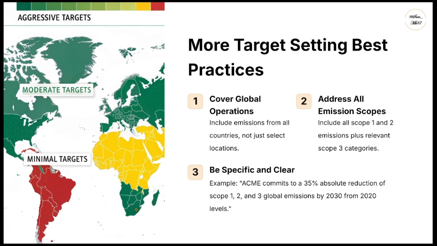Also, address all emission scopes. This means setting reduction goals that include not just scope 1 and 2, but also the most relevant scope 3 categories, especially if they represent a large portion of your footprint. And be specific and clear in how you communicate your target. A strong example would be: Company X commits to a 35% absolute reduction of scope 1, 2, and 3 global emissions by 2030 from 2020 levels. Be specific and clear.